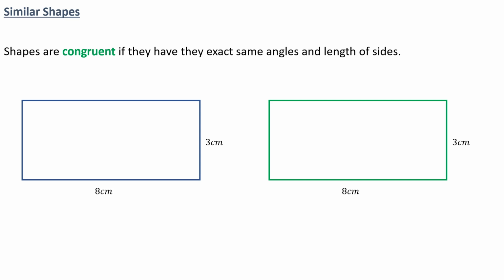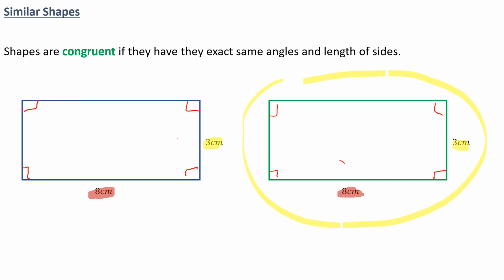So if we have a look at the shape on the left and on the right here, you can hopefully see, if I select my pen icon here, that they all have the same angle, and you should also hopefully be able to see that the corresponding lengths are the same. If this is 8, this is 8. If this is 3, this is 3. I could rotate one of my shapes, for example, but it would still be congruent because the angles would be the exact same as would be the lengths of the sides.